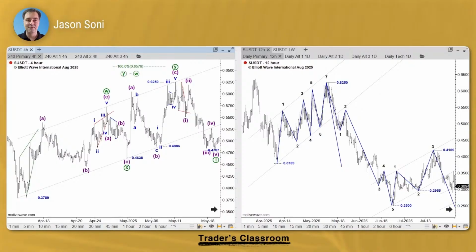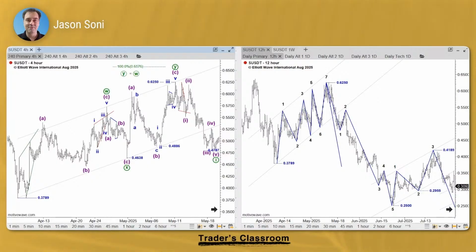The end of the correction will coincide with or on and around the equality projection. So in the case of a zigzag, C equals A. In the case of a double zigzag, Y equals W. So a couple of things you can look for, but it's really about structure as well. First and foremost, I'm looking at structure.